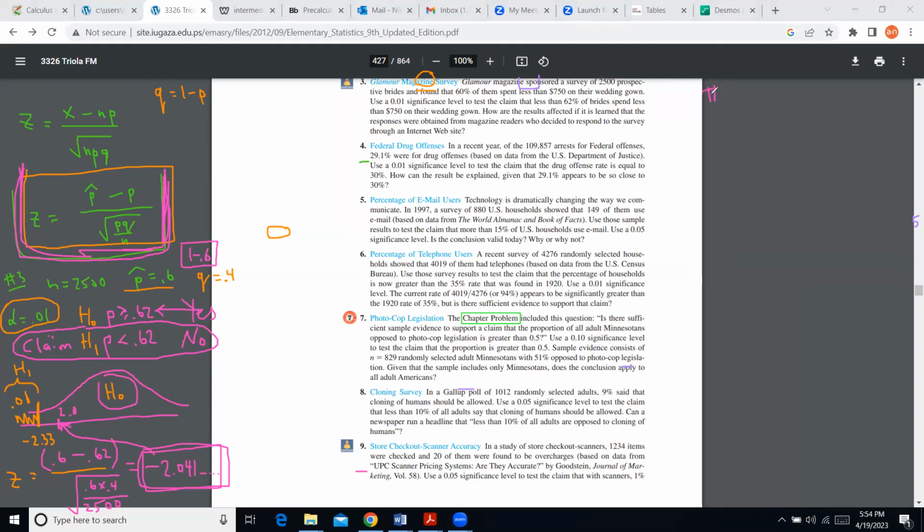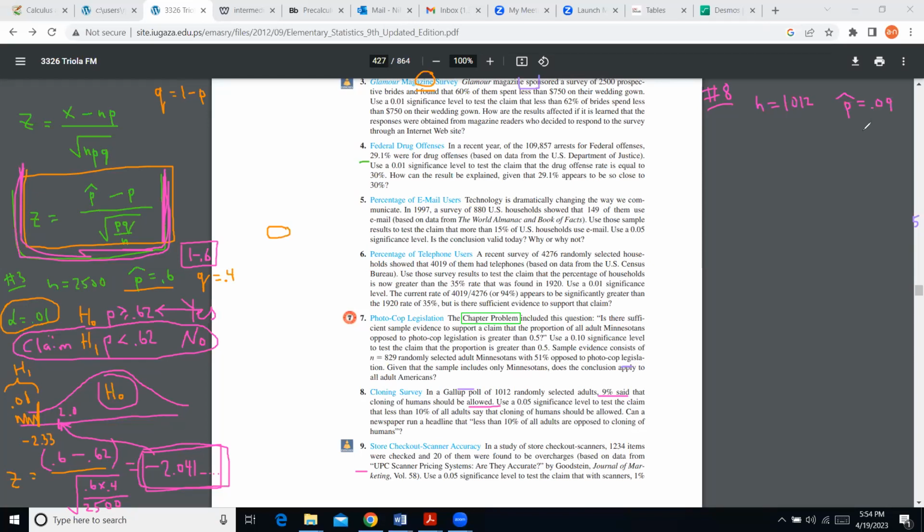In exercise number 8, we have the actual number, which is 1,012, right? That had 9% saying that cloning should be allowed. So 9% wanted to clone people, and that was from the sample, so it's a sample proportion. So we put that p hat.